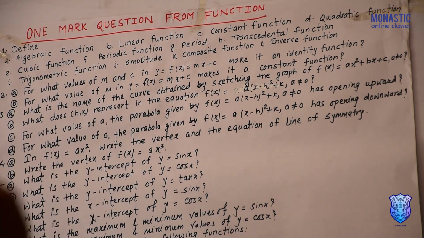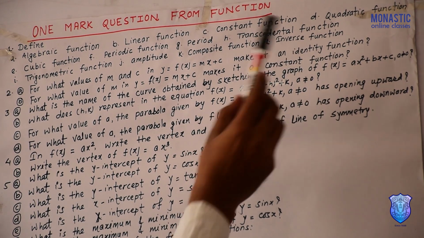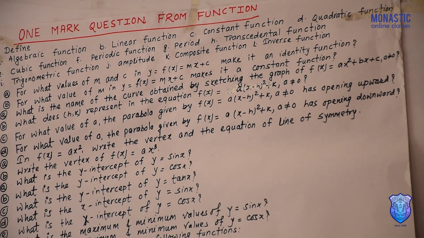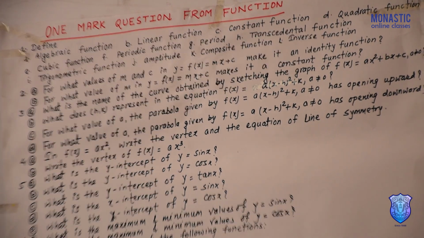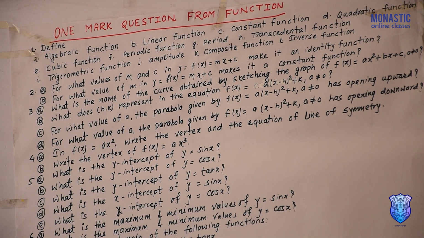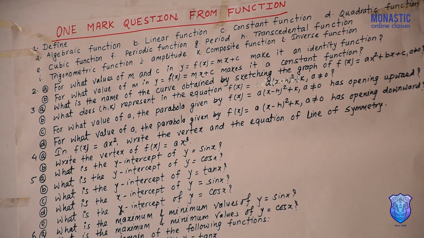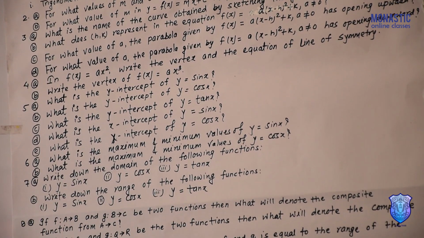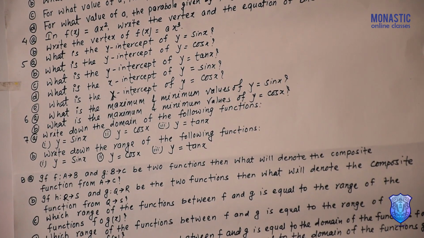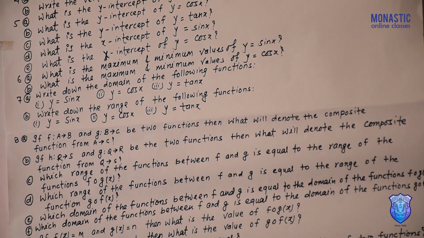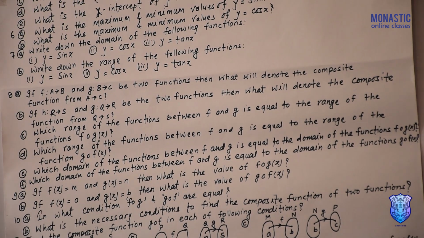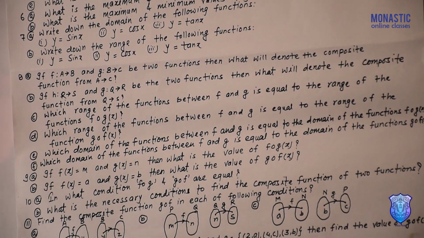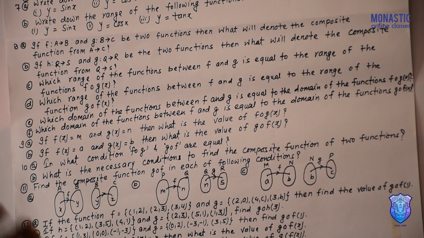First one is algebraic function, linear function, constant function, like that. You can do question number 1 yourself. We will start from question number 2. One thing you must remember: if you know the basic parts of the exercise, then you will know the chapter nicely. For this, the 1 mark questions are very important. You have to know all the basic things of this exercise. Only then will you be able to solve this type of question.